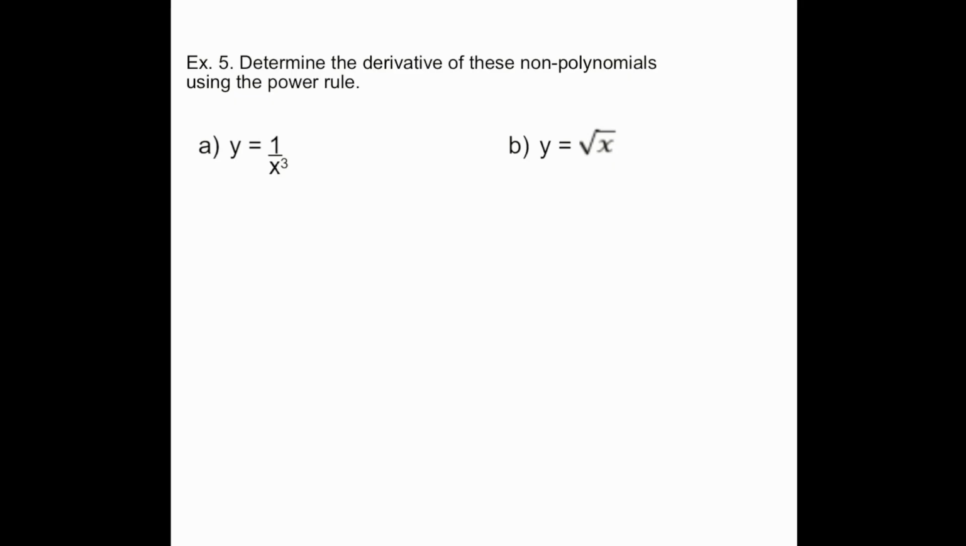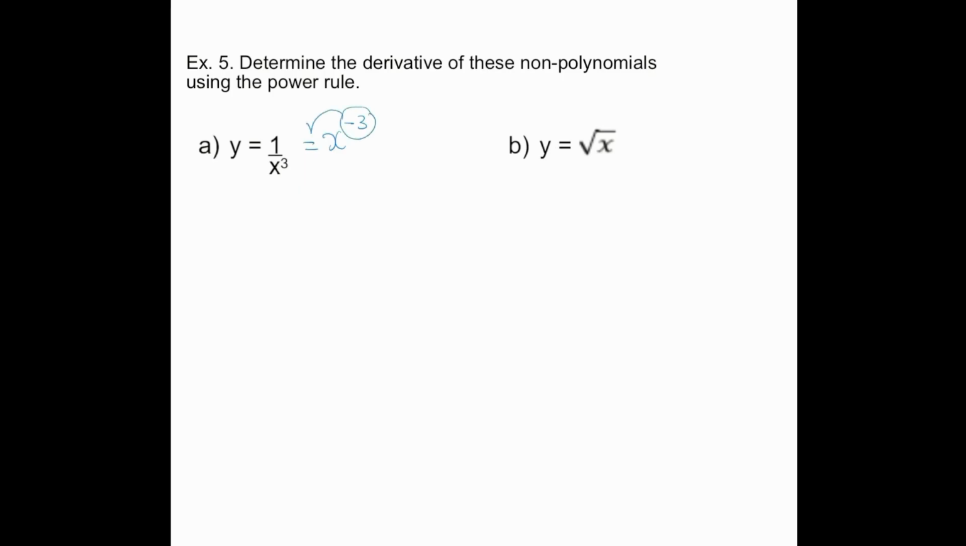Okay, so the last thing that I want us to look at today is some non-polynomial examples. So let's look at this first one. If I have y equals 1 over x cubed, we can rewrite this. Anytime we have 1 over x raised to a power, we can rewrite that as the negative power. So 1 over x cubed is going to be equal to x raised to the power of negative 3. We know what to do with this. This is just the power rule.